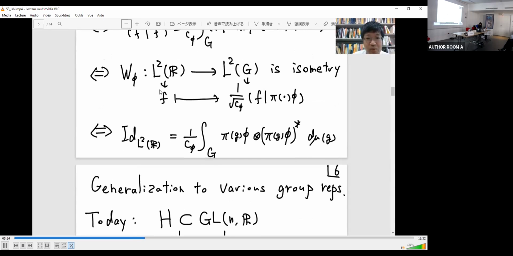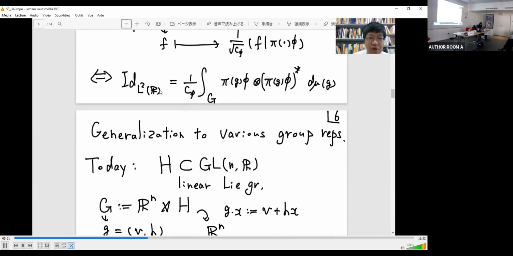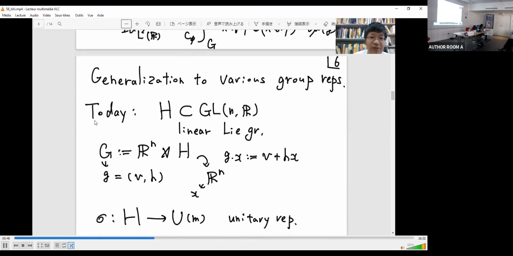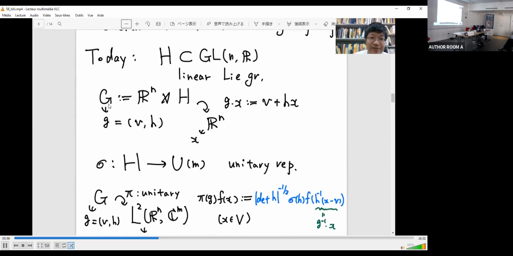Anyway, once we have such a group representation perspective, we can generalize to various subgroups and various representations. Actually, many previous works have been developed. For us, we consider the following setting. Let H be a closed linear subgroup of GL(n,R), and let G be the semidirect product of R^n with H. So this acts on R^n by translations and linear transforms.